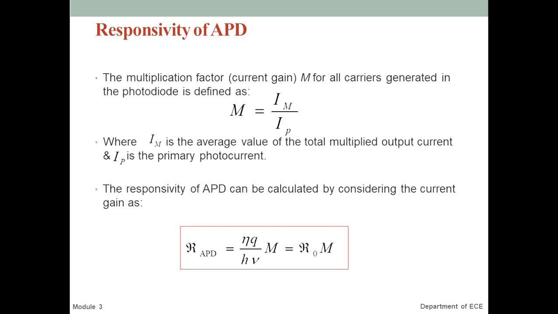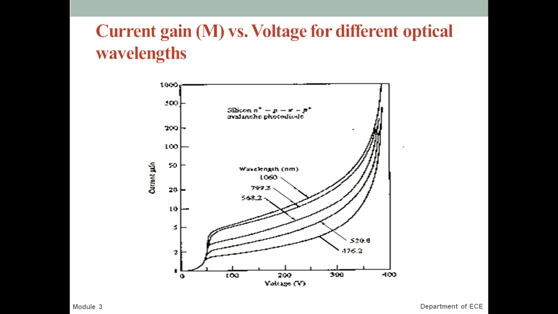Here the photocurrent is multiplied by the factor M. Hence, the multiplication factor is given by M is equal to IM divided by IP, where IM is the average value of the total multiplied output current, and IP is the primary photocurrent. Hence, the responsivity of APD is given by the same value we saw for the pin photodetector, only it is multiplied by the multiplication factor M. Okay, that's all about the pin photodetector and avalanche photodetector.